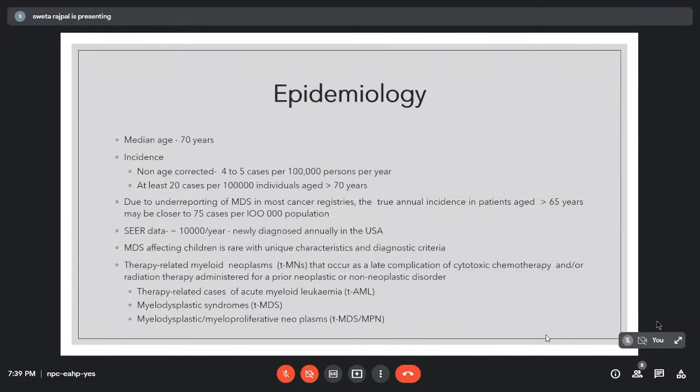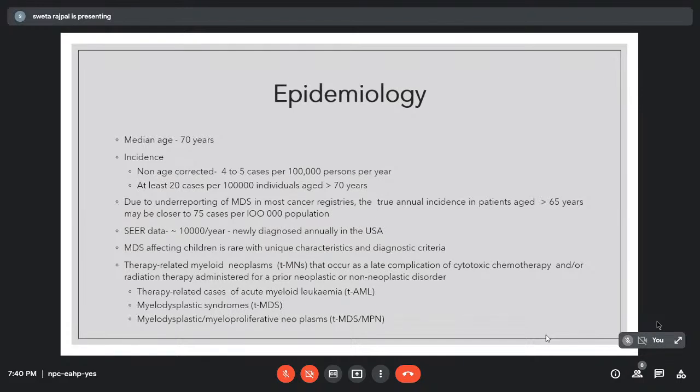Coming to the epidemiology, MDS is a disease of the elderly. Most patients present at an elderly age, and without age correction, the incidence is around 5 cases per 100,000 persons per year. But in those more than 70 years old, it can go up to 75 cases per 100,000 population. Having said that, it can also affect children, though rarely, with its unique characteristics and diagnostic criteria.